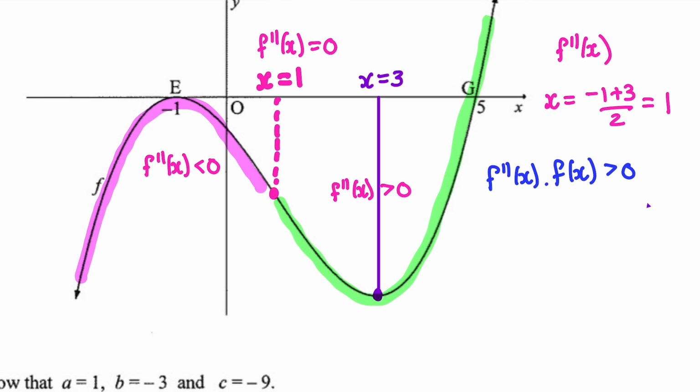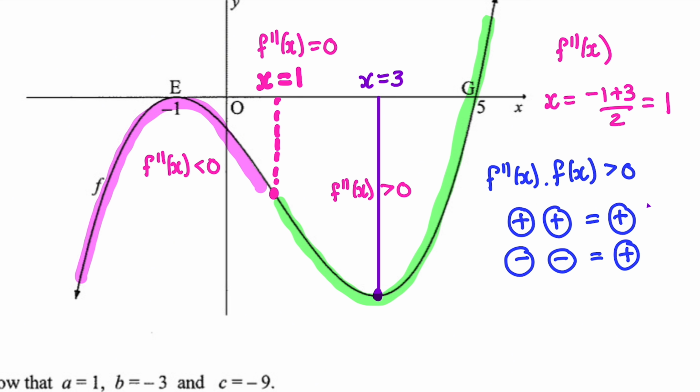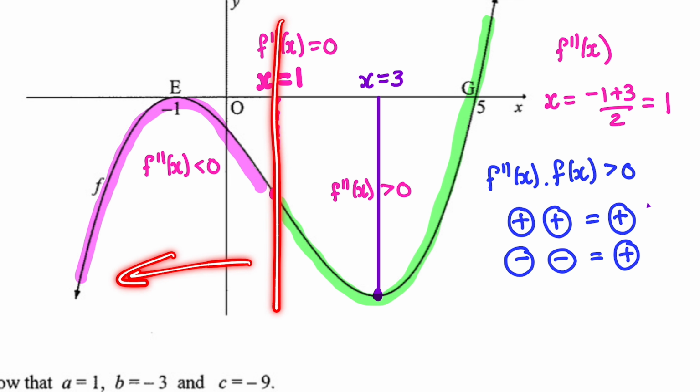Now the question said, where is f double prime x, or the second derivative, times f x bigger than 0? So in terms of multiplication, something would be bigger than 0 if we multiply a positive value with another positive value. So that will give me a positive result. Or when I multiply two negative values with each other, which will also give me a positive result, which is bigger than 0.